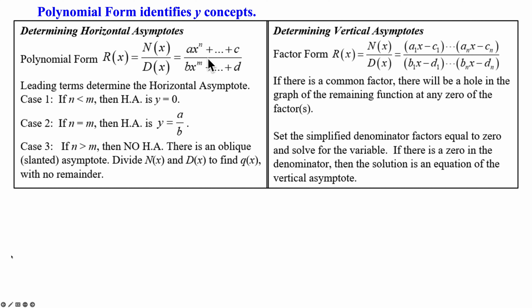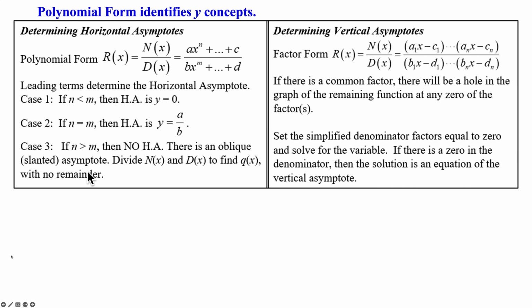And case number 3 at the end, now if the top power n is bigger than the bottom power, that means now the numerator is getting bigger faster than the denominator. We're heading off to infinity. So that means we're going to have a slanted line where one side goes to positive infinity, the other side goes to negative infinity, or in case it's a downhill line, then we just reverse it.